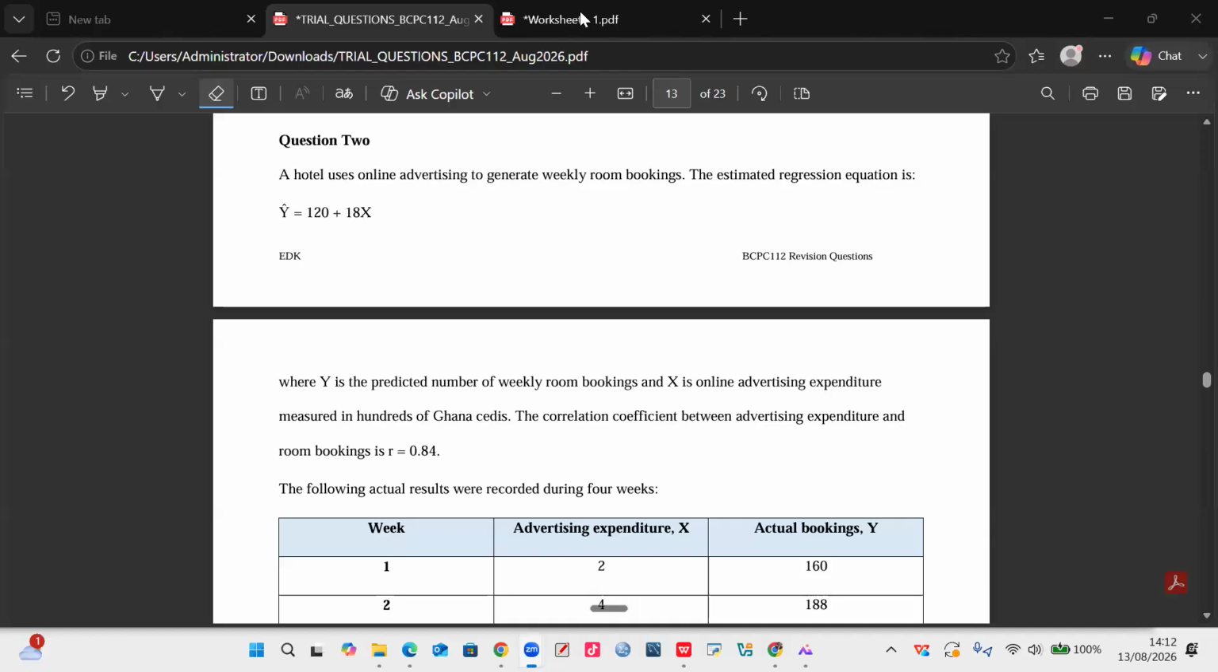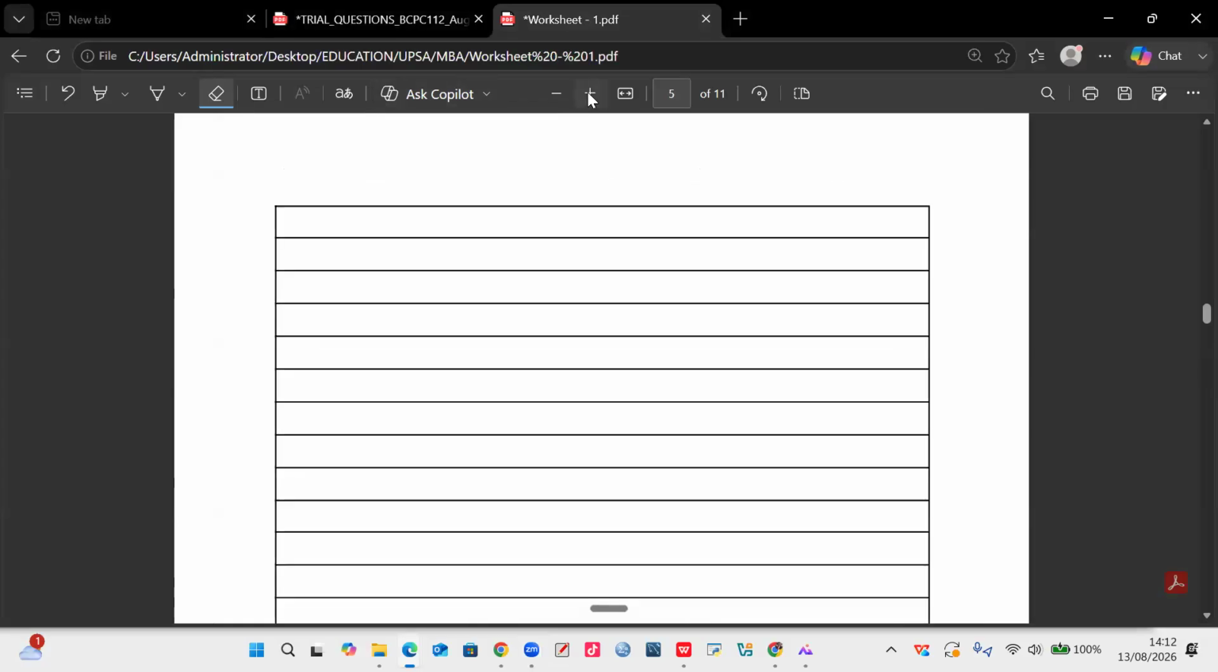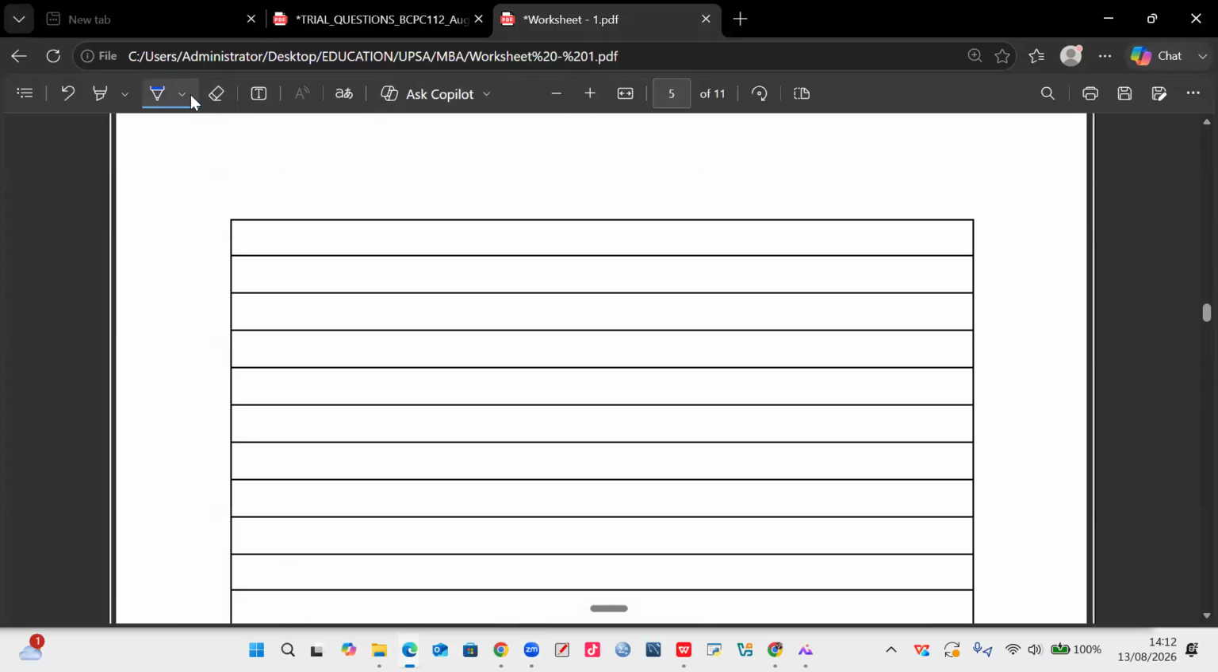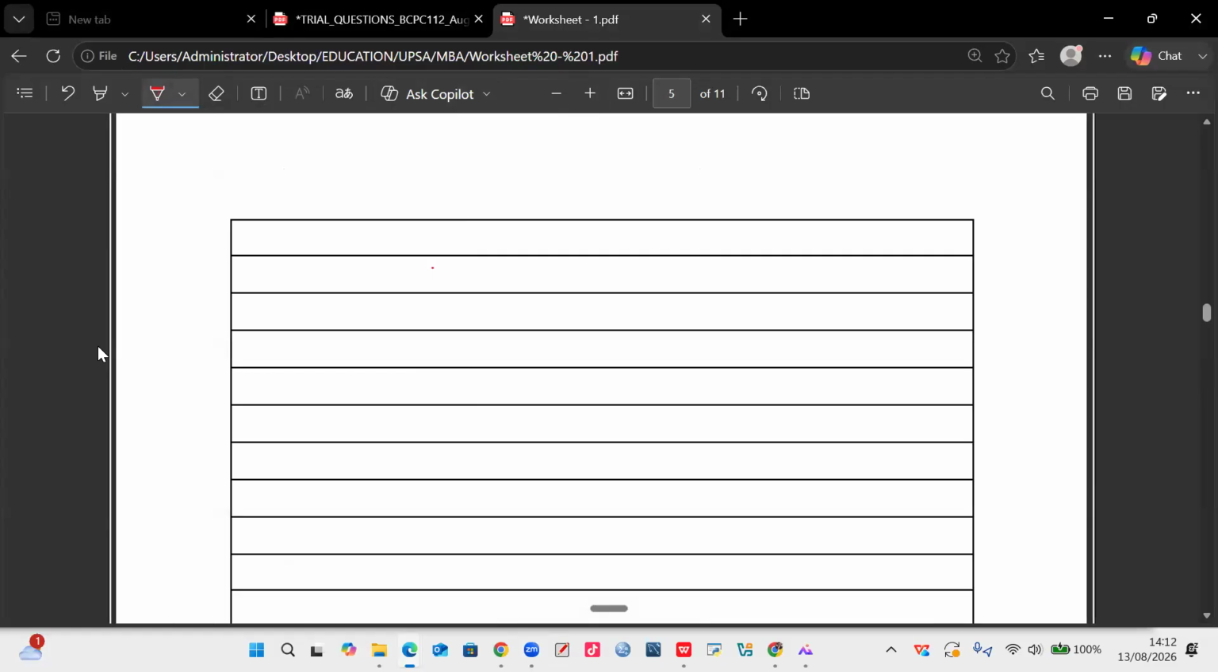Okay. All right, so we are solving question 2. Question 2 is about regression.